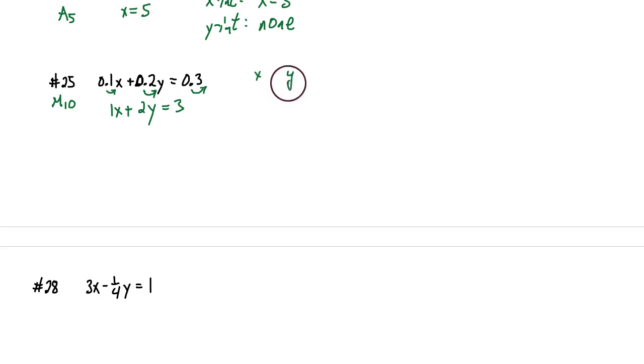Let's make a 2-column table and use the zeros to get our intercepts. A 0 for x and later a 0 for y. So we have 1 times 0 plus 2y is equal to 3. 1 times 0 is just 0. So this is really 2y equals 3. Let's divide both sides by 2. We get y equals 3/2.